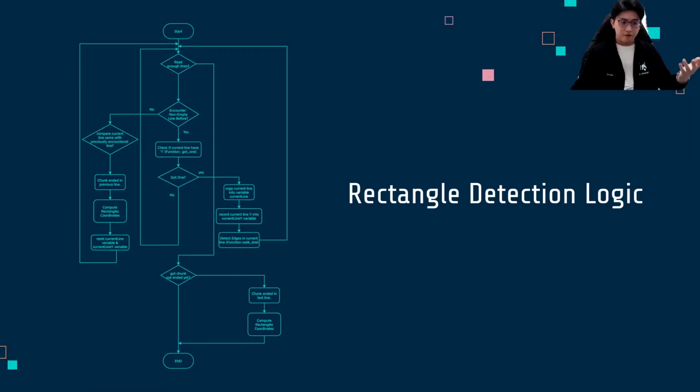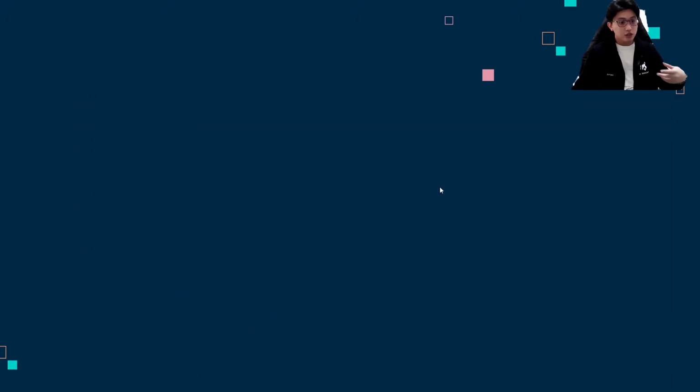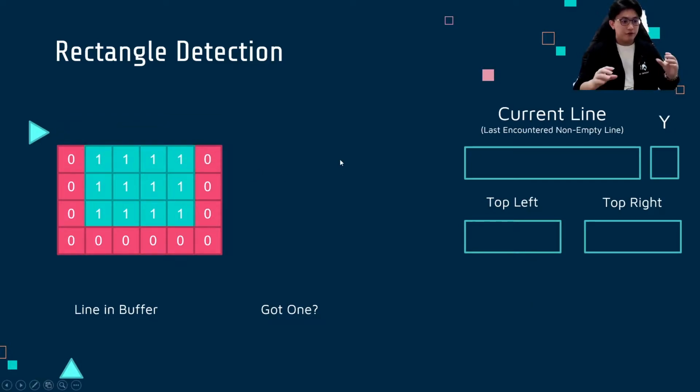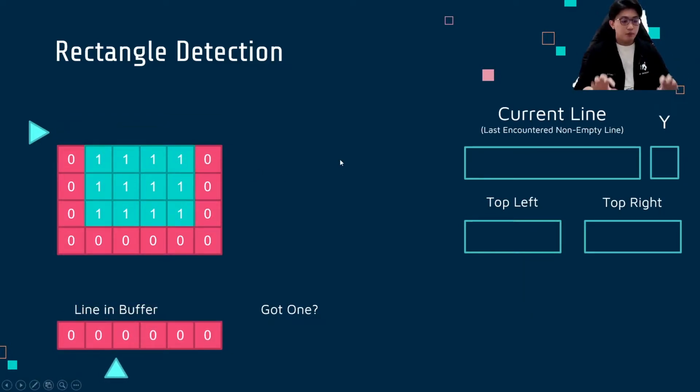On the left, we have a flowchart, but I will not explain with a flowchart. I will explain in a more interactive way. So let's take an example where we have a 6 by 5 binary matrix with a rectangle of 1s in the middle. The program starts to read line by line from the file. So let's read from the first line. The program will determine whether there's a 1 in this line. In this case, there's no 1, so we move on to the next line.